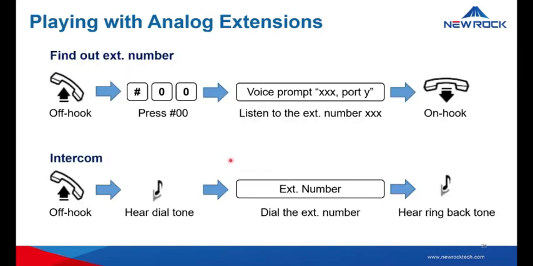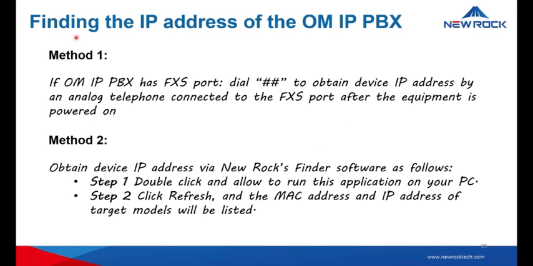Once you connect the analog extensions, you can directly use them. Press hash 00 to listen to the extension number. If you want to do an intercom, just directly dial the extension number. There are a lot of short feature codes that you can use in our OM. For example, if you want to find the IP address of the OM IPPBX, you can use hash to obtain the device IP address, then you can listen to the IP address of your device.